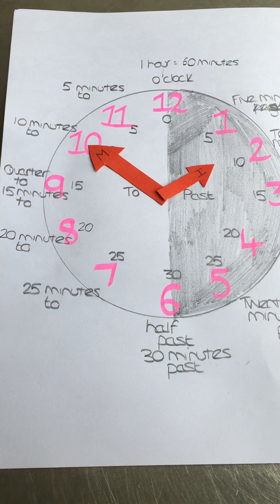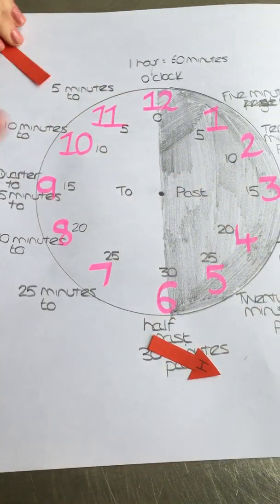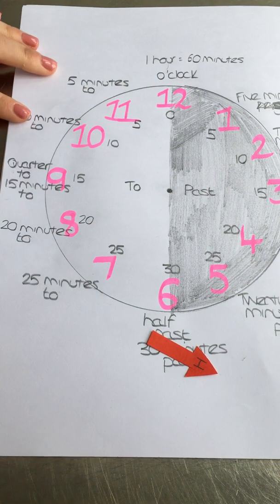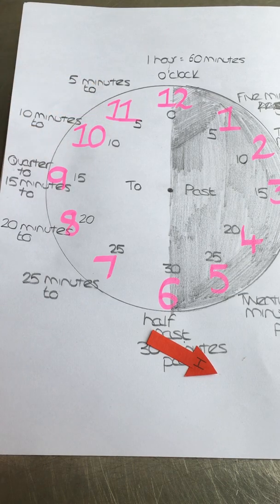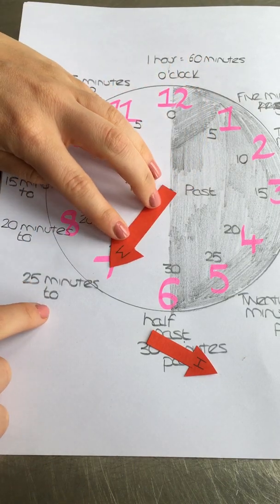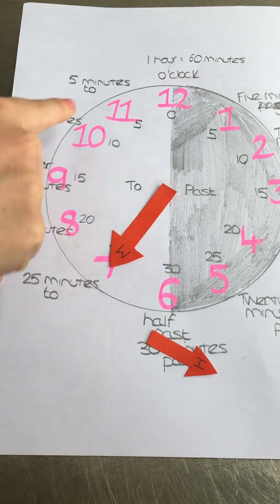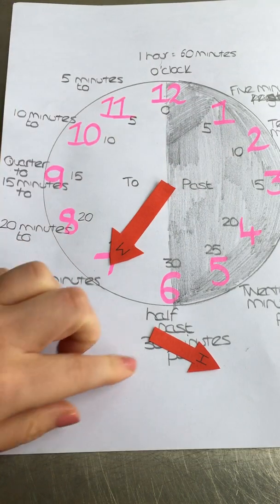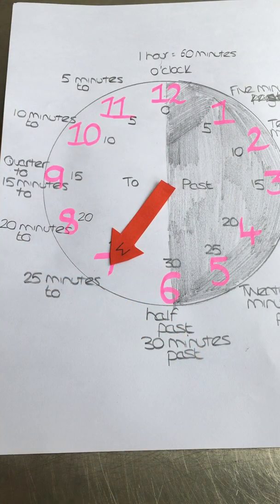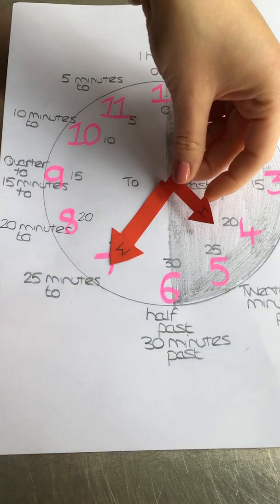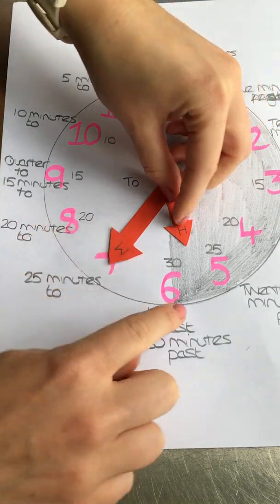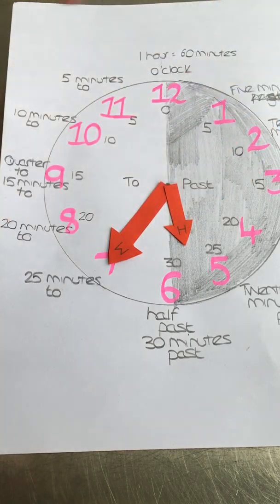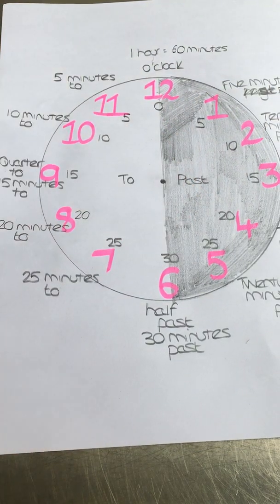Now let's go for 25 minutes to 6. So I look at the 25 minutes to first. That's 5 minutes to 10. 25 minutes to. I can count and check. 5, 10, 15, 20, 25. Yep, there's 25 minutes left to my hour. 25 to 6. My hour hand just needs to be coming up to the 6. So that's 25 minutes to 6. That would look like that.